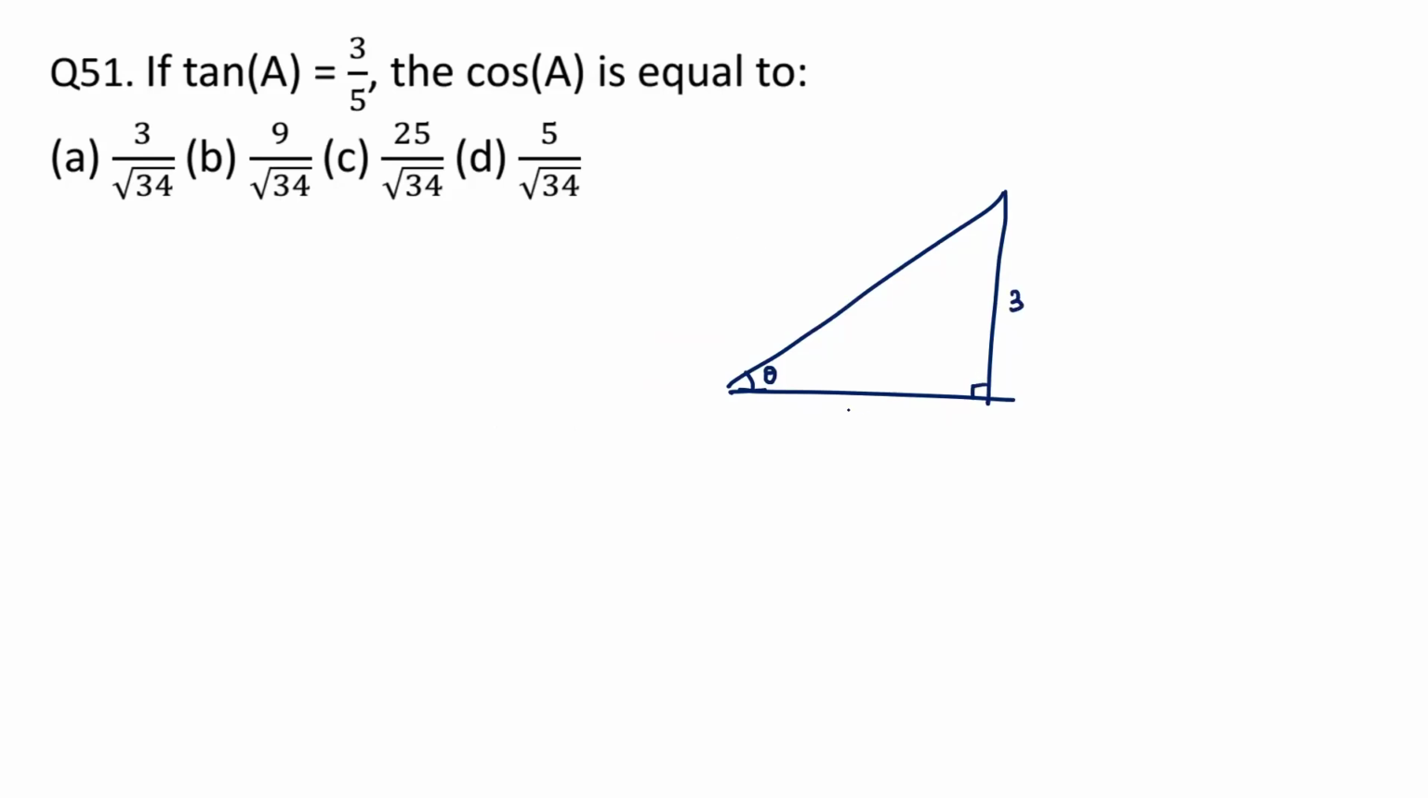So opposite by adjacent. We know the hypotenuse is root of 5 square plus 3 square, which is equal to root of 25 plus 9, that is root 34. Therefore, what is cos A or cos theta? It is simply adjacent by hypotenuse. So here the adjacent is 5, hypotenuse is root 34.